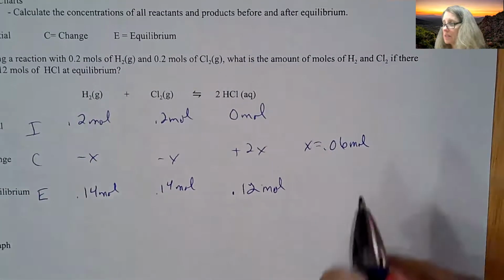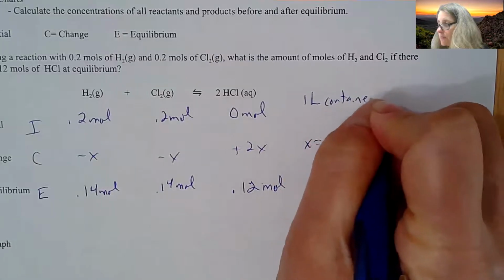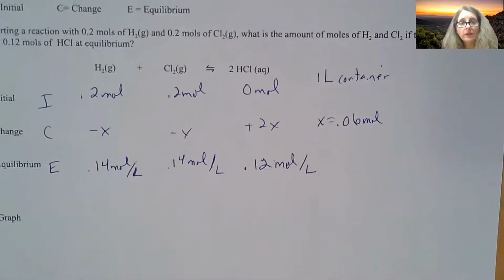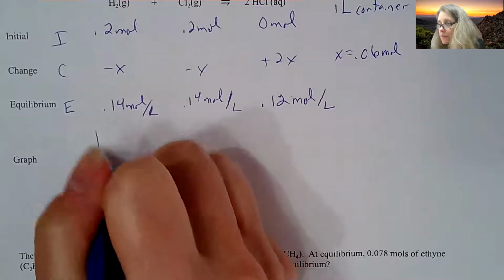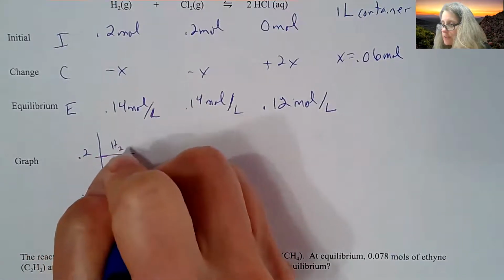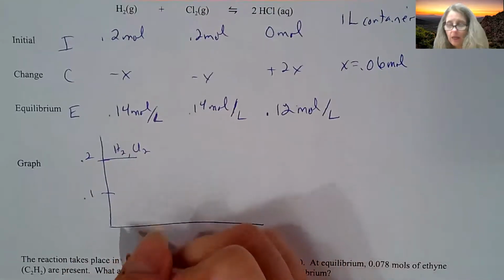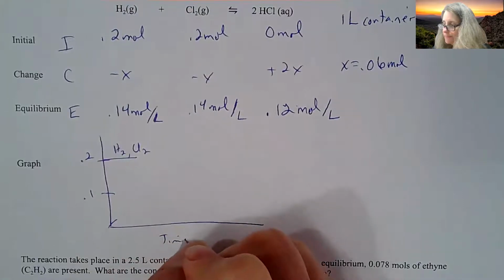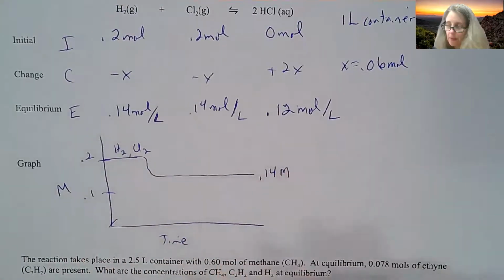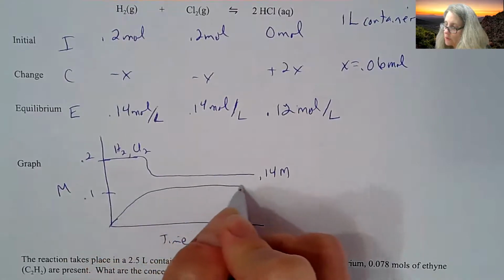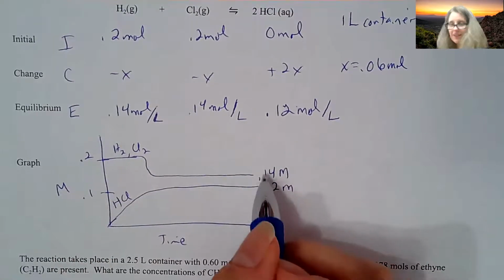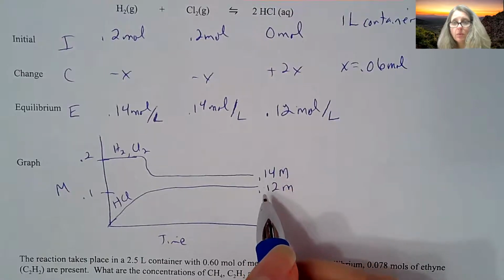So let's assume that this is in a 1 liter container again. For these ICE charts, you can always do them in moles, or you could do them in molarity. I'll show you the next example in molarity, but let's first graph it, okay? So the H2 and the Cl2 are both starting up at 0.2, and I have nothing down here. Again, this is time, this is molarity. So this goes down to about 0.14, and then this goes up to 0.12. It doesn't have to be proportional in terms of the distance between these two, but if that's the 0.14, I want it above the 0.12.